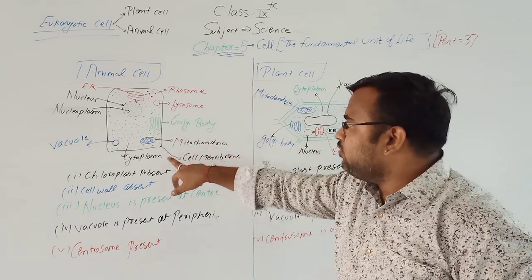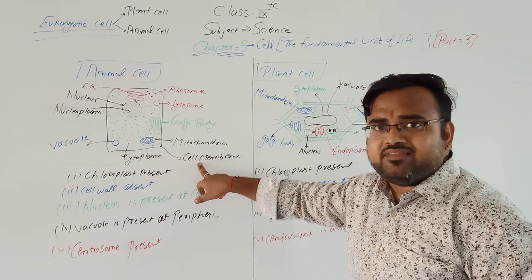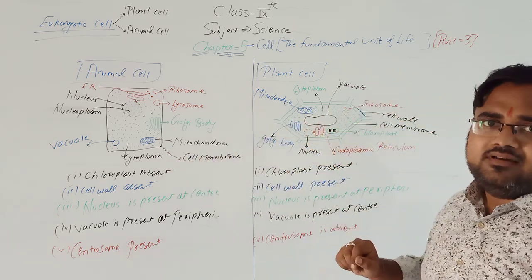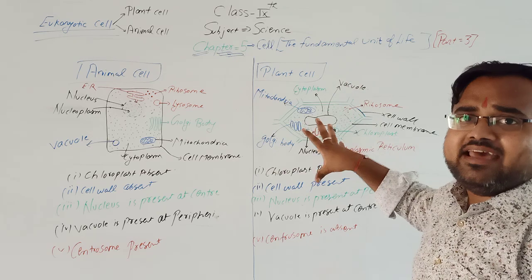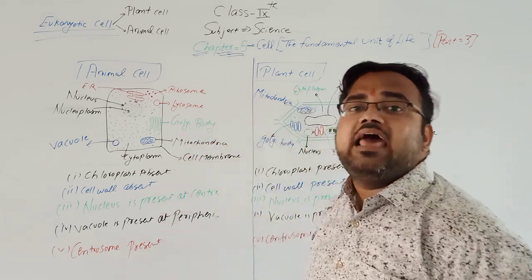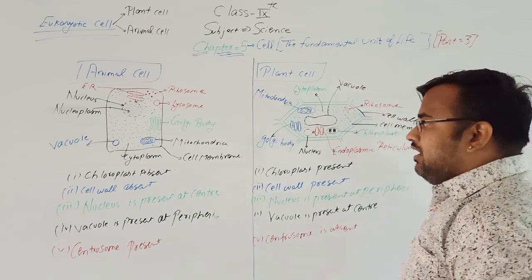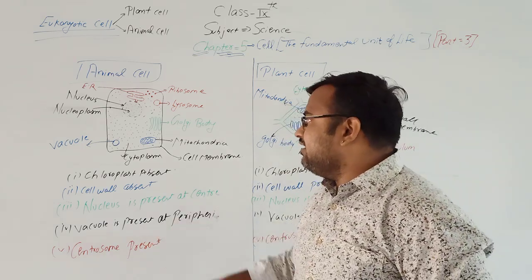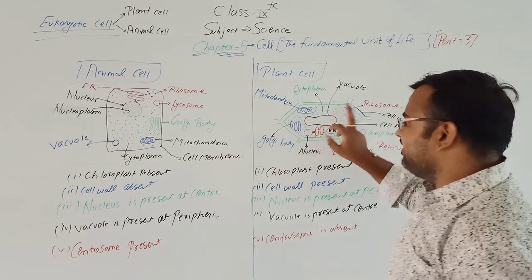Now see, the most important difference: cell membrane is present in both, and here the cell wall is present. That means in a plant cell the cell wall is present, but in an animal cell the cell wall is absent. Vacuole is present at the periphery in the animal cell, and at the center in the plant cell.